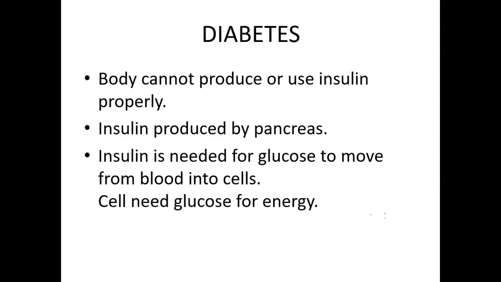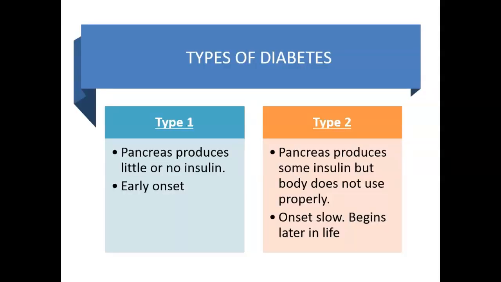Diabetes: the body cannot produce or use insulin properly. Insulin is produced by the pancreas. Insulin is needed for glucose to move from blood into cells. Cells need glucose for energy. There are two types of diabetes. Type 1 is where the pancreas produces little or no insulin, and it's early onset.